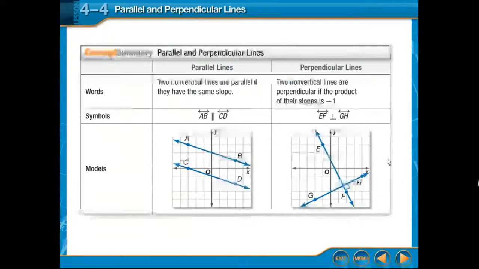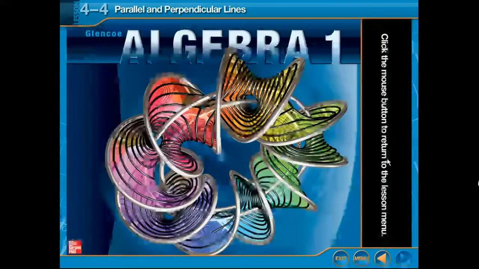Okay, so just to recap, parallel lines have the same slope, perpendicular lines have opposite reciprocals. And that's the end of the section. So you can do some of the extra practice problems if you feel led to.